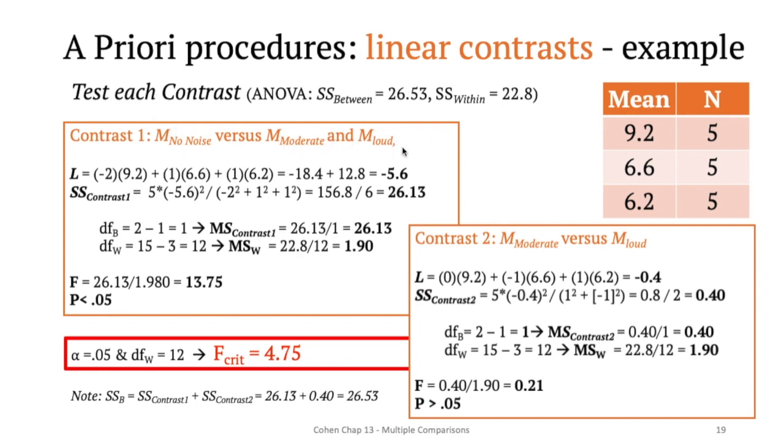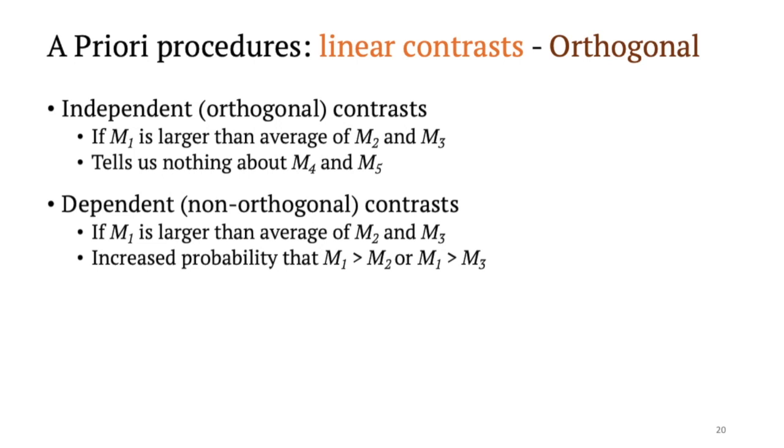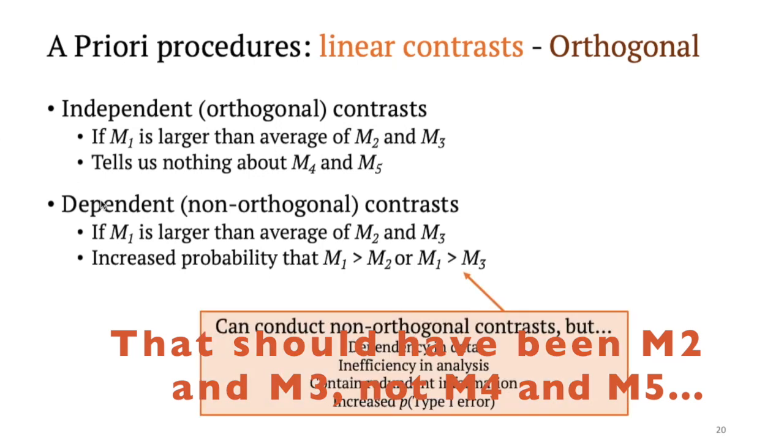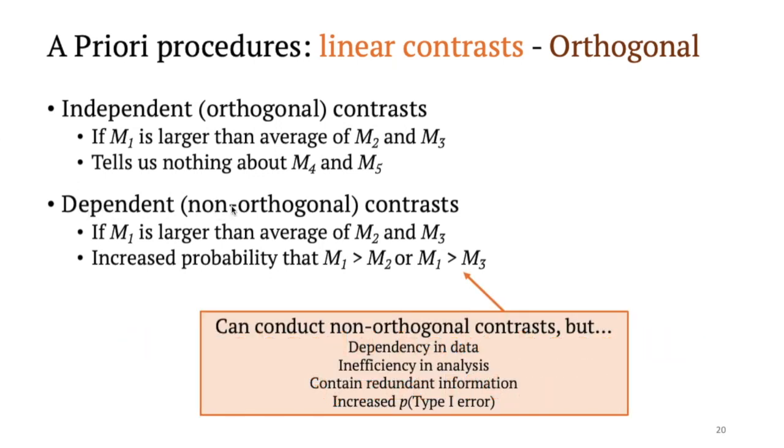When it comes to linear contrast, generally what we're going to be doing is what are called orthogonal tests. And this is what we've been talking about so far. When we're doing orthogonal contrasts, if M1 is larger than the average of M2 and M3, like we just saw in the previous example, it doesn't tell us anything about M4 and M5. The other option is the dependent or non-orthogonal contrast. We're really not going to use those. They're possible, but they're not incredibly useful.